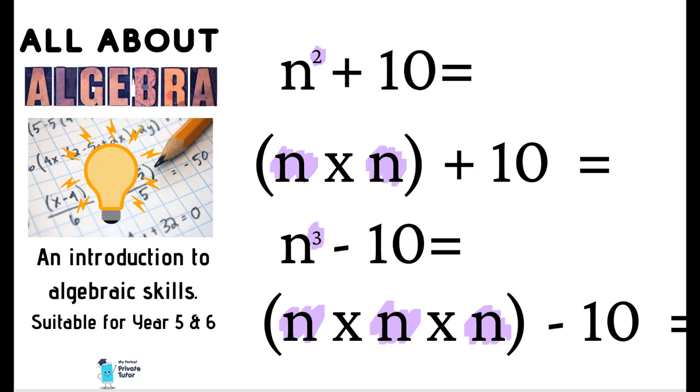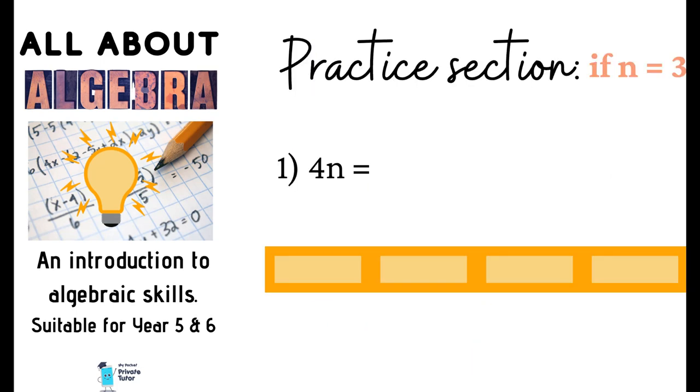Let's have a practice. So we're going to look at the first activity on your worksheet now. Now it actually gives you what n is. So this time we are substituting. Now this is something that you will do a lot more of in year 7. Substituting is when you are given the value of a letter and you're going to put that value into the sum. So our first sum is 4n.